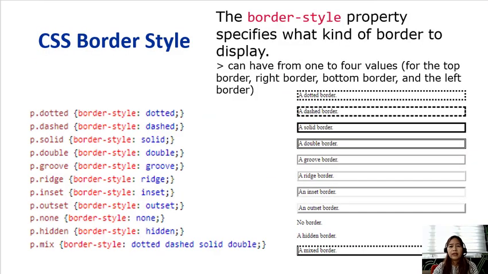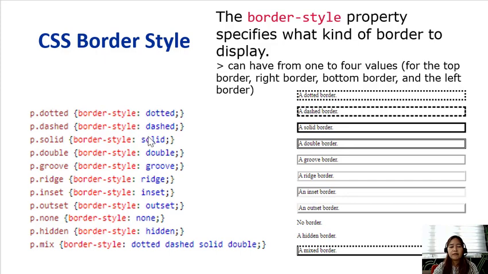So moving on with our discussion, the next one is for CSS border style. The border style property specifies the kind of border that you want to use for your website. You can have from 1 to 4 values, and that is the top border, the right border, bottom, and the left border. So let's first show you what is the result if you're going to change the border style.